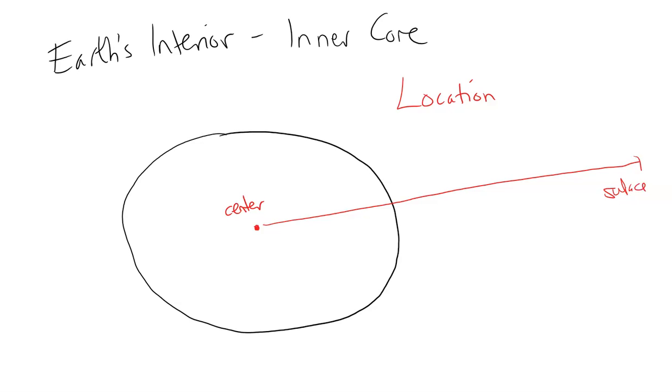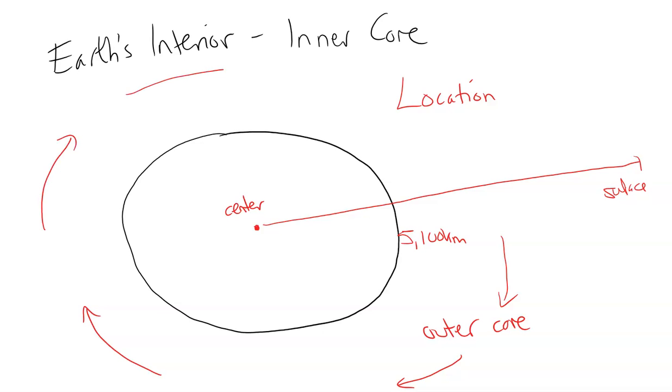So right smack in the center, we have our inner core, and the boundary of the outer core and inner core is around 5,100 kilometers. And on the outside, we have the outer core, which a different video discusses, its functionality and characteristics, but it's basically a hot molten iron alloy with a tiny little bit of nickel and sulfur in there, and it is slowly revolving around this central inner core.